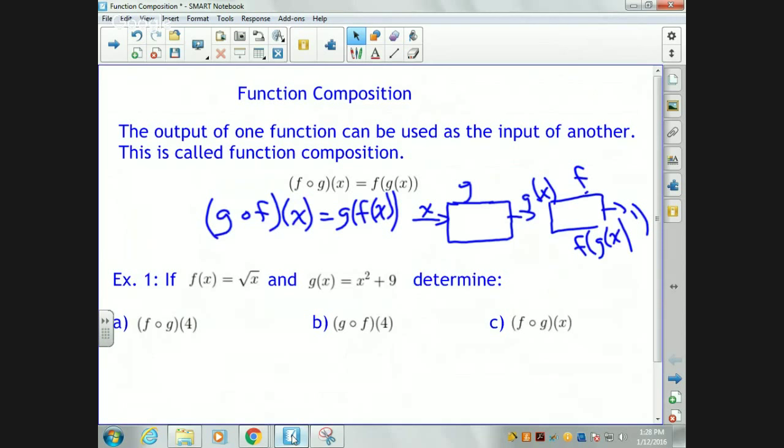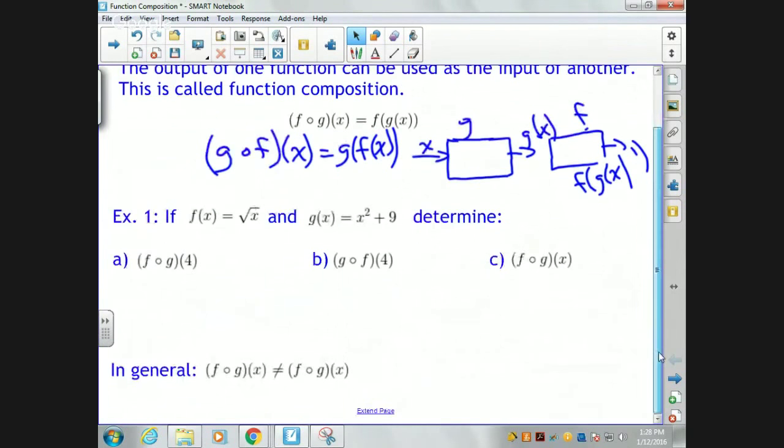So let's have a look at an example. We can do this a couple of different ways. I might do the first example a couple of ways, but after that we'll probably just take the shorter route. So if we have two functions, f of x, which is the square root of x, and g of x, which is x squared plus 9, and we want to find f composed of g at 4.